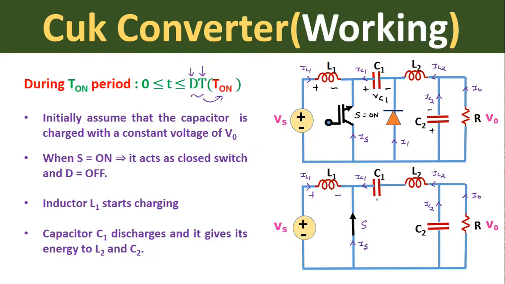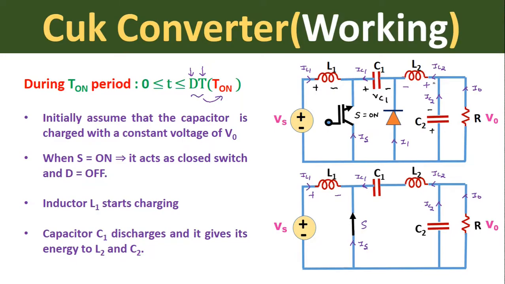Now as soon as this switch S goes into the on condition, this capacitor C1 starts releasing its energy and it gives its energy to this inductor L2 and this capacitor C2 with polarity plus on this lower point and minus on this upper point. So the inductor voltage polarity will be plus on this point and minus on this point.